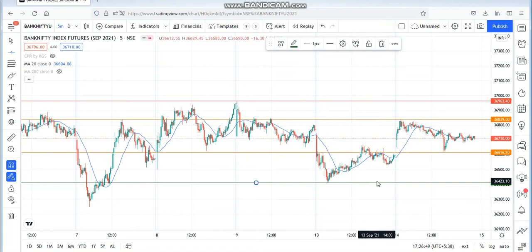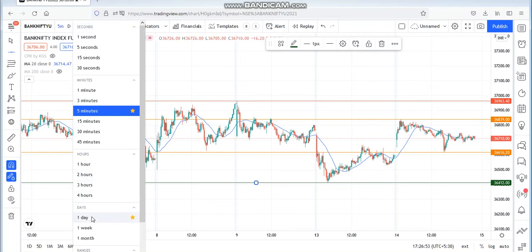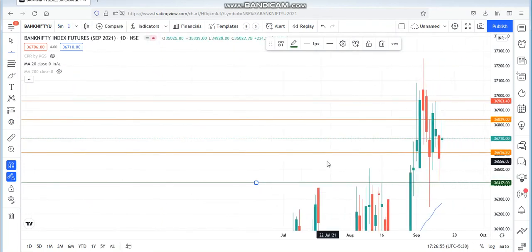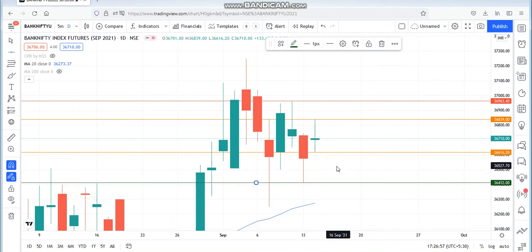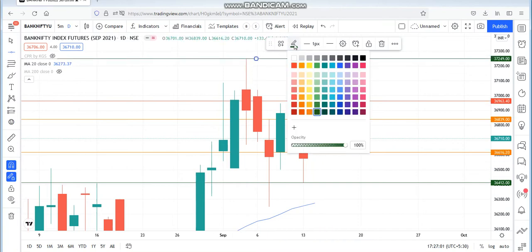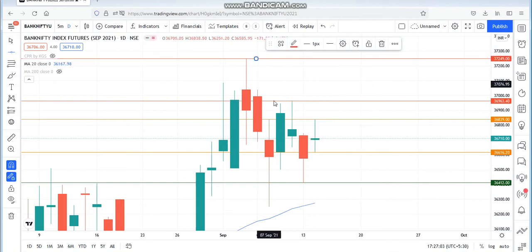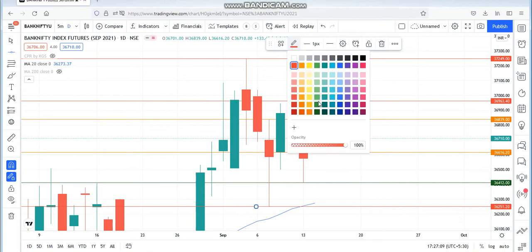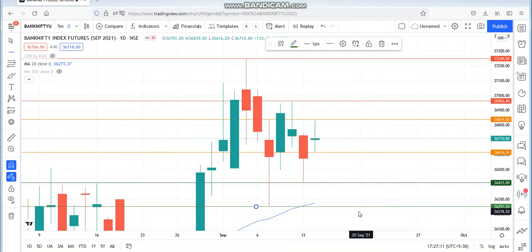And next one is swing high, swing low. We have to take the 1 day chart and mark this on Bank Nifty. This is the swing low and swing high. And we have to color it red. This is the swing low. Again green color. Okay. Swing high and swing low.